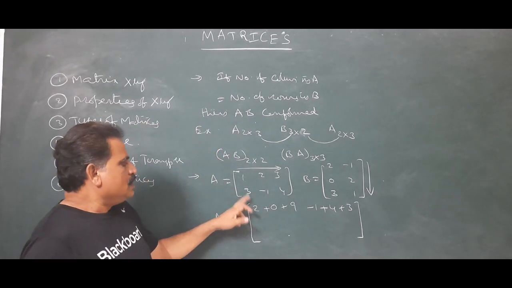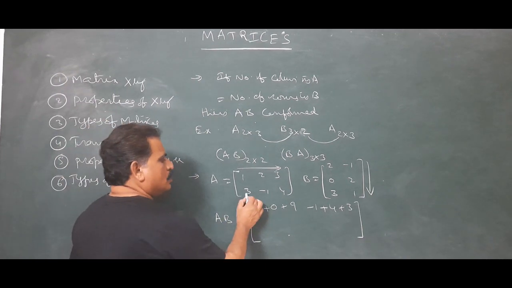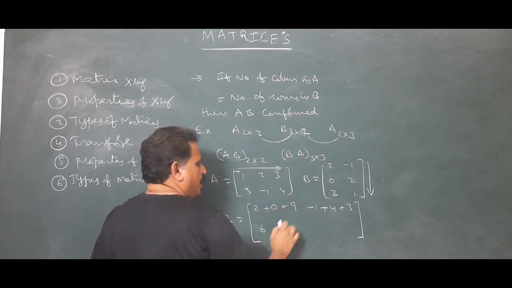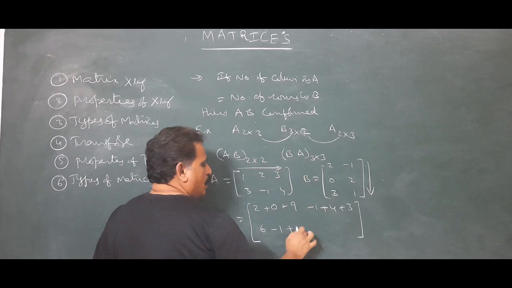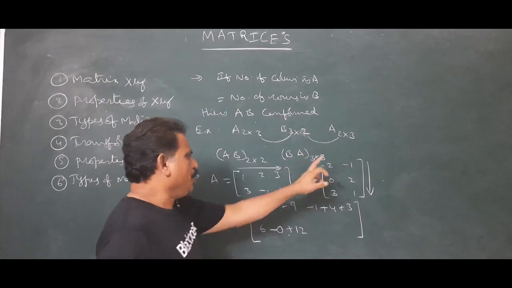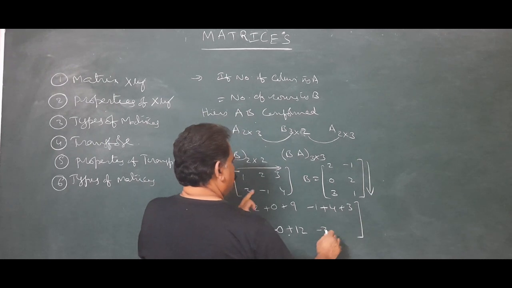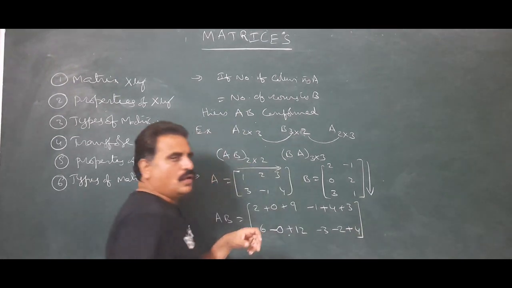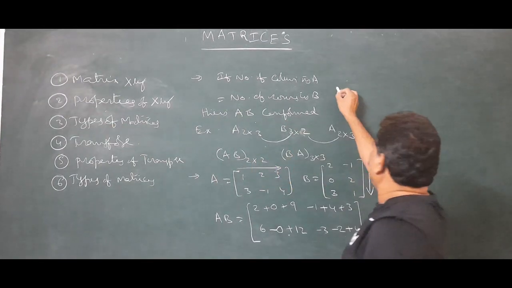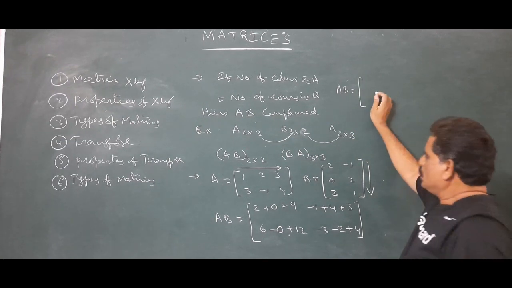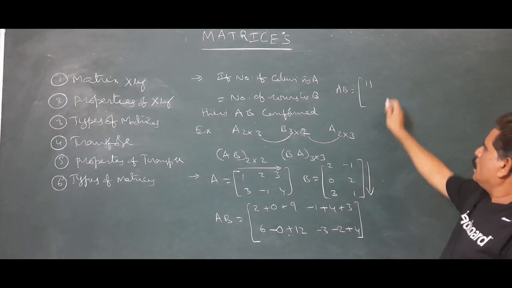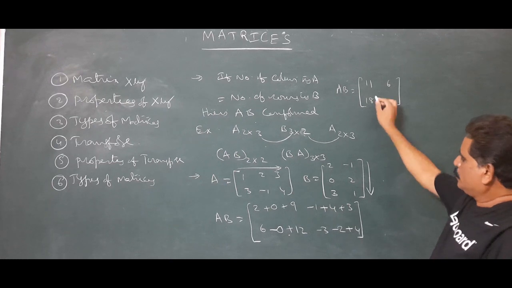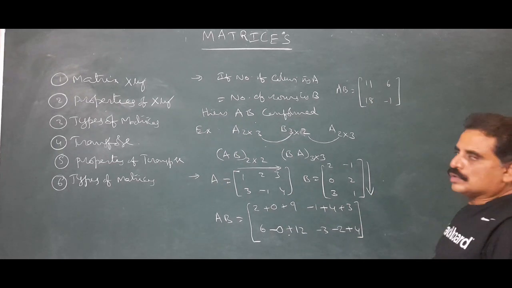Next, second row, first element, second row, first column: 3 into 2 is 6, minus 1 into 0 is 0, plus 4 into 3 is 12. Next, 3 into minus 1 is minus 3, minus 1 into 2 is minus 2, plus 1 into 1 is 4. So we get AB equal to 11, 6, 7, minus 1, here 18.